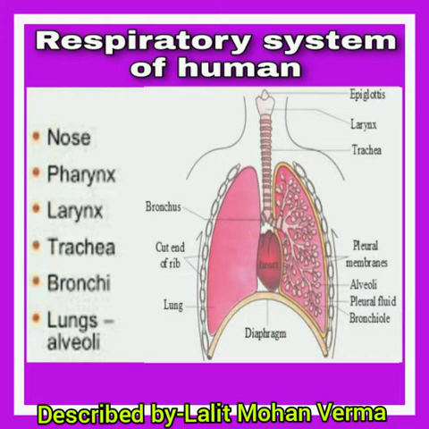You can see in the diagram the epiglottis. This is the cartilaginous lid of the windpipe, and the windpipe just bifurcates into two lungs.